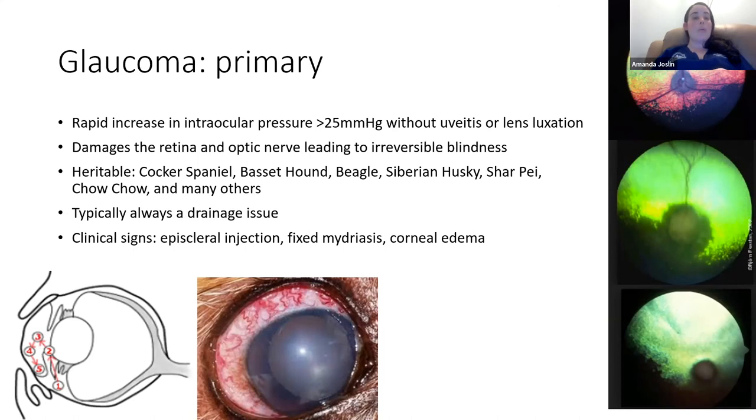For primary glaucoma, we're just talking about the dogs that were born with an abnormal iridocorneal drainage angle in the eye. When the pressure goes high, it causes a pressure degeneration of the retinal cells in the back of the eye. So they're not functioning because they're not getting the blood supply. And you usually see your episcleral injection, a fixed dilated pupil, and corneal edema. So this is just the side progression of the retina degenerating with time.